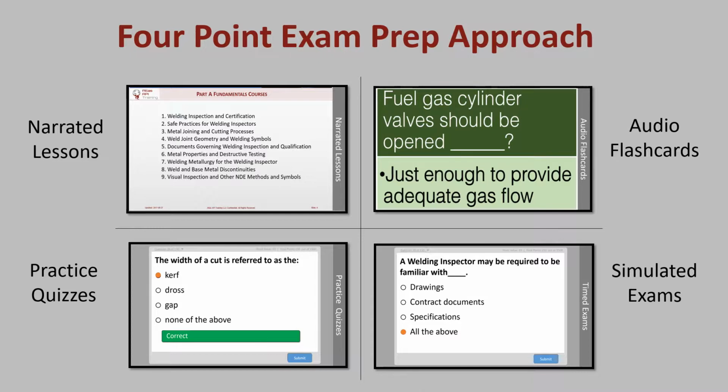Just like the CWI exam, they're timed at 120 minutes each. They've got 150 questions, and unlike practice quizzes, you do not get immediate feedback when you submit your answer. You only get your results at the end of the exam to let you know how well you did. So with that, let's go ahead and start looking at our narrated lessons.